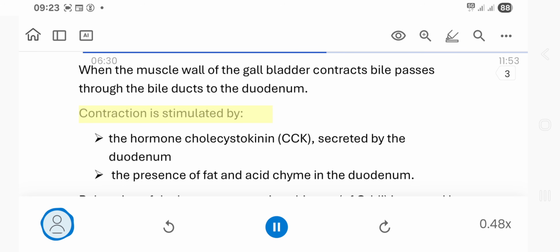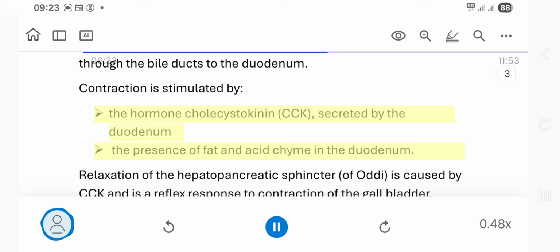Contraction is stimulated by the hormone cholecystokinin, secreted by the duodenum. The presence of fat and acid chyme in the duodenum.